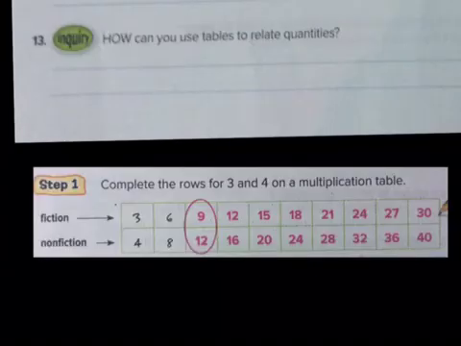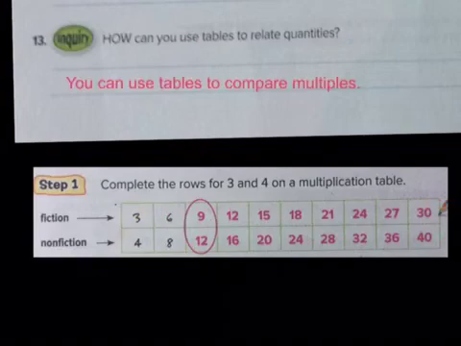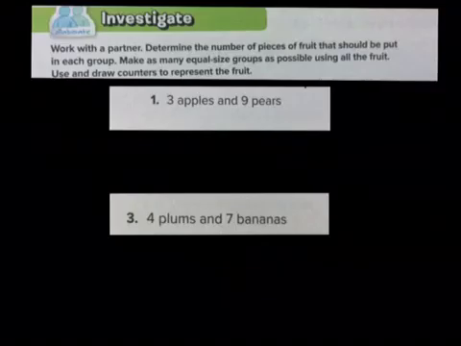And finally, question 13. How can you use tables to relate quantities? Well, here we have a table, boys and girls. How can we use this table to relate quantities? If you are thinking that we can use tables to compare multiples, you are absolutely right. We are comparing multiples of 4 with multiples of 3. And there you have it. That completes page 18.